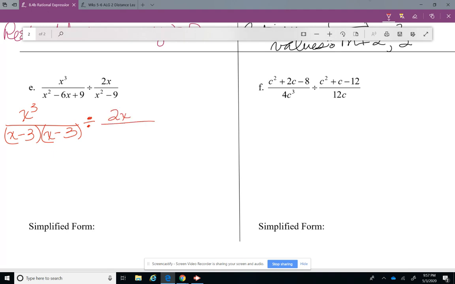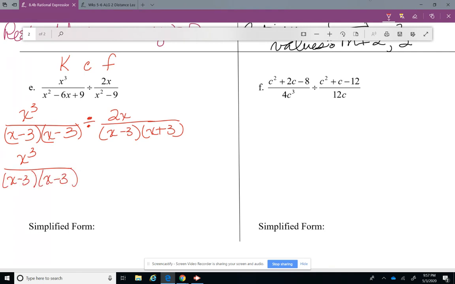2x over x minus 3, x plus 3. Now I'm going to keep flip. So I'm going to keep, going to change it to multiplication. I'm going to flip it. X minus 3 times x plus 3 over 2x.